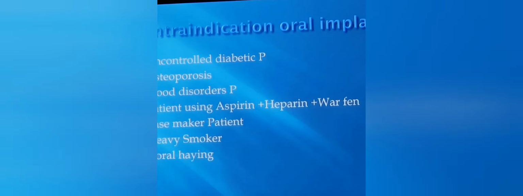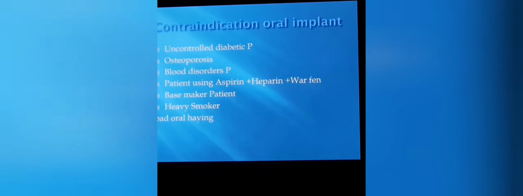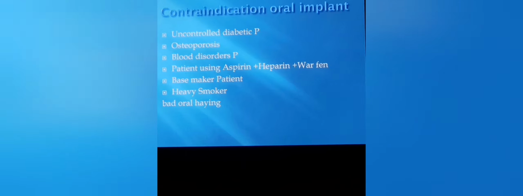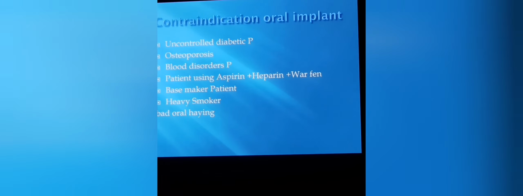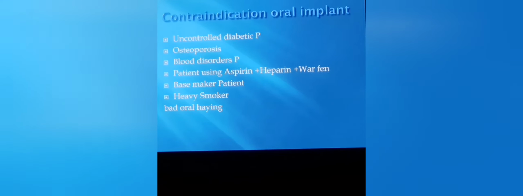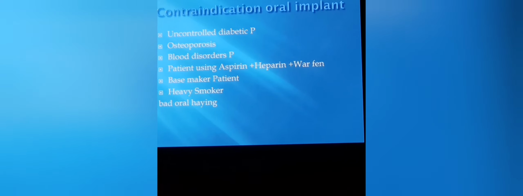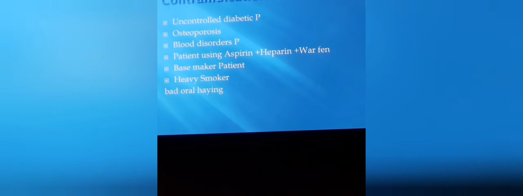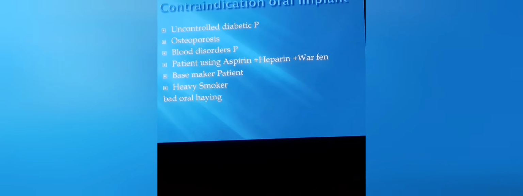Okay. What are the contraindications for the oral implant? A contraindication does not mean we can't do the oral implant for this person, but we do it with control. If we control it or remove the causes of the contraindication, then we can do it. Like what? Like an uncontrolled diabetic patient, osteoporosis, blood disorder, patients using aspirin, heparin, and warfarin, pacemaker patients, heavy smokers, and bad oral hygiene.